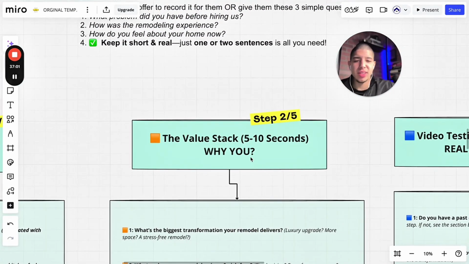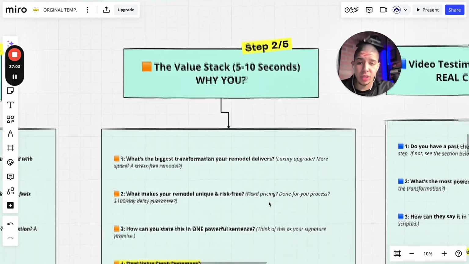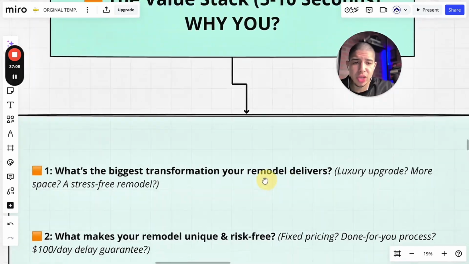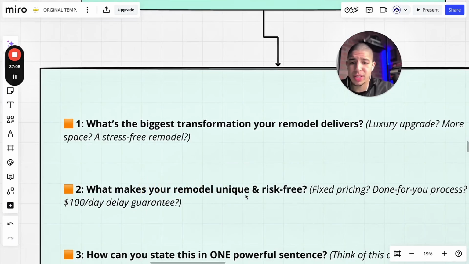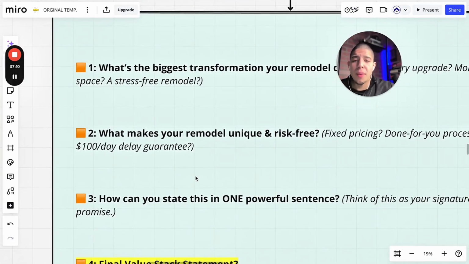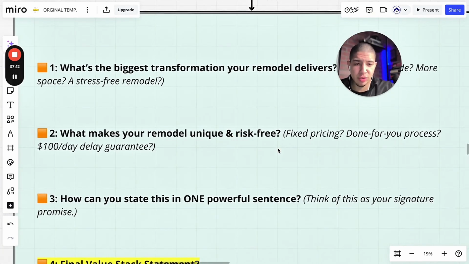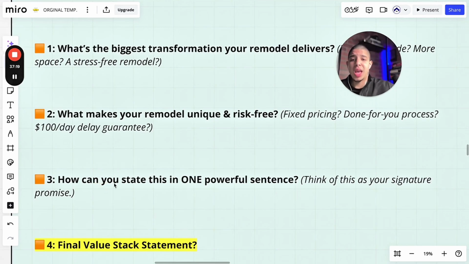The value stack, 5 to 10 seconds. Why you? Why you specifically, right? What's the biggest transformation your remodel delivers? Luxury upgrade, more space, a stress-free remodel, right? Number 2, what makes your remodel unique and risk-free? Fixed pricing, done for you process, 100-day delay guarantee. Do we pay for your meals? Do we do a free deep cleaning? What is it? How can you state this in one powerful sentence?